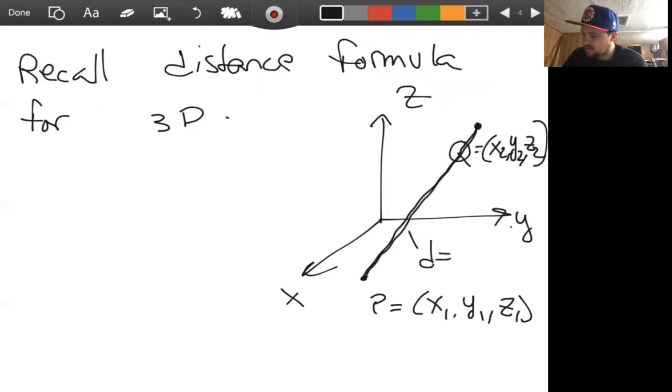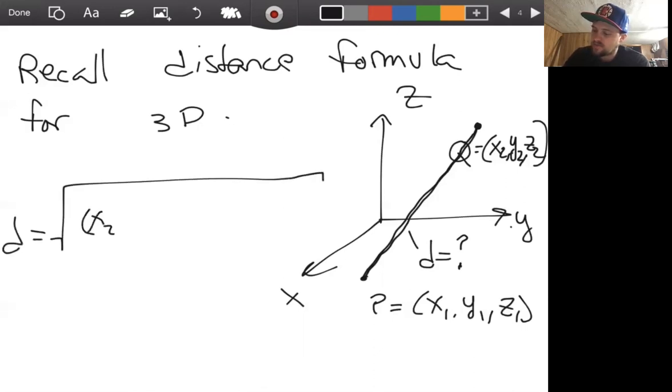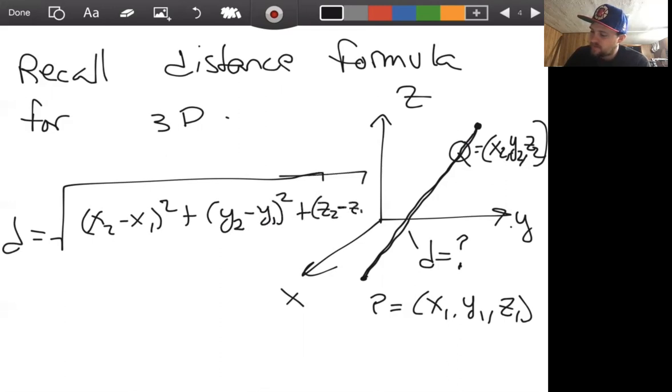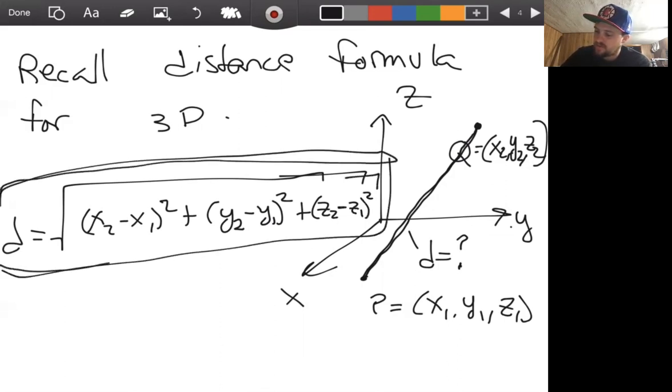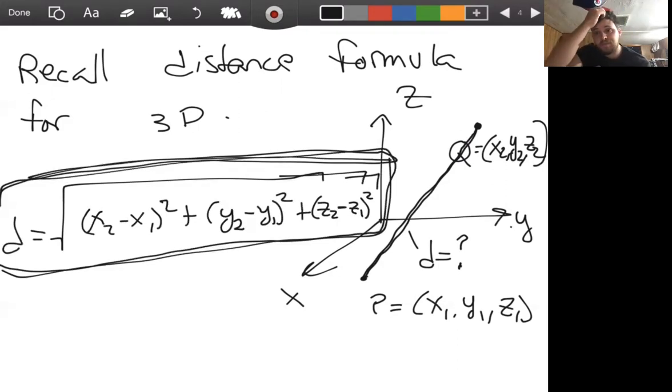There's some distance here. We can recall that the distance formula, which now may look strangely familiar to the formula for magnitude of a vector between 2 points. The distance formula is given by x2 minus x1 squared plus y2 minus y1 squared plus z2 minus z1 squared, right? So here's our formula for finding distance between 2 points in 3D space. Okay, you basically just add the z component, right?